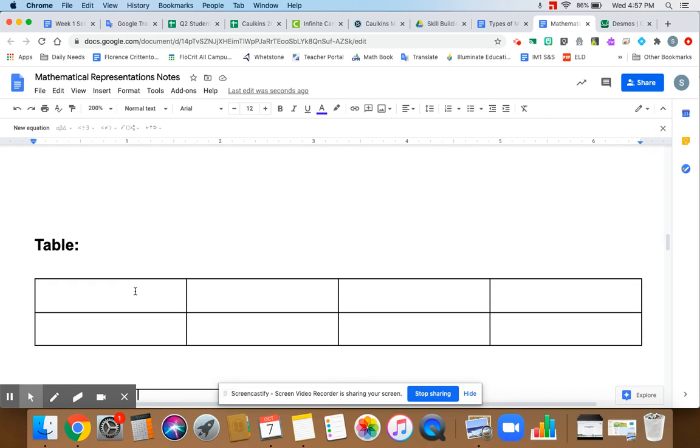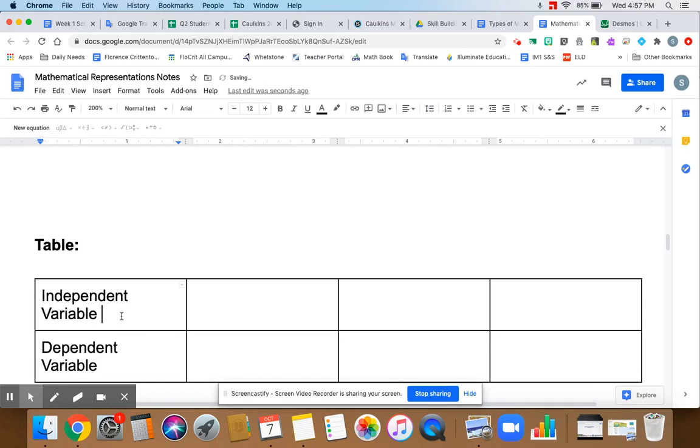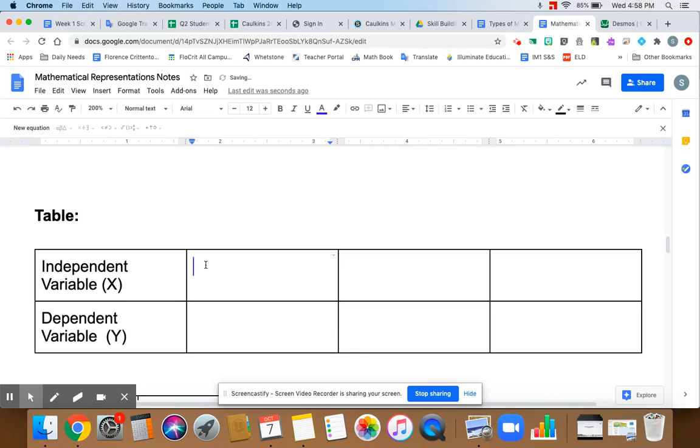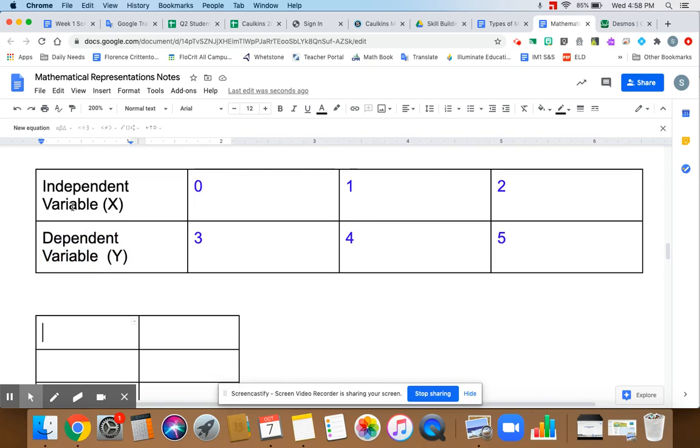So remember, a table is just a chart that lists our independent and our dependent variable side by side. Remember, independent is always the x, and then dependent's the y. So for this case, my x, my independent variable, is how many dishes I did. So if I did none, I had $3. If I did it once, then I'd be at $4, and if I did it twice, I'd be at $5. So a table is just the independent variable side by side with the dependent variable.